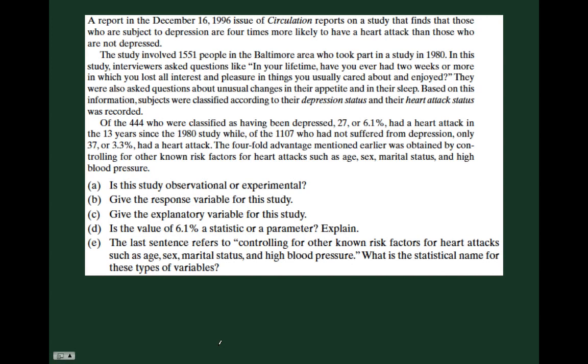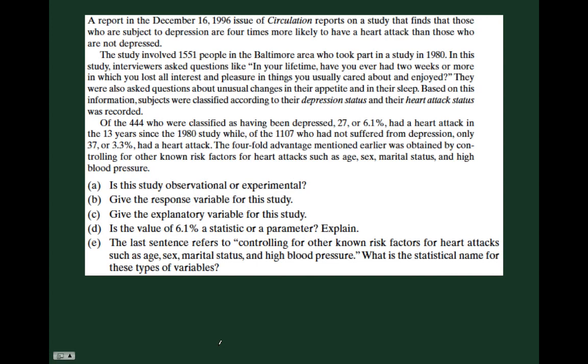Based on this information, subjects were classified according to their depression status, and their heart attack status was recorded. Of the 444 who were classified as having been depressed, 27, or 6.1%, had a heart attack in the 13 years since the 1980 study. Well, of the 1,107 who had not suffered from depression, only 37, or about 3.3%, had a heart attack. The fourfold advantage mentioned earlier was obtained by controlling for other known risk factors for heart attacks, such as age, sex, marital status, and high blood pressure.